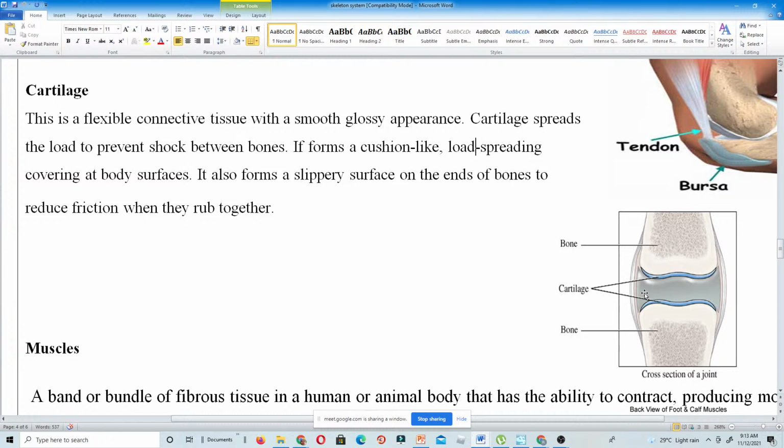So cartilage is a flexible connective tissue with a smooth, glassy appearance. For those persons who eat chicken leg, you will realize that at the ends of the chicken leg there's normally a slippery and whitish-colored part that we call gristle. So that is actually cartilage. The correct term for it is cartilage, that you will see at the end of the bone from the chicken leg.